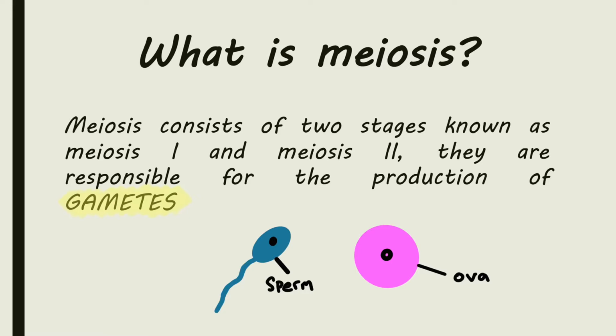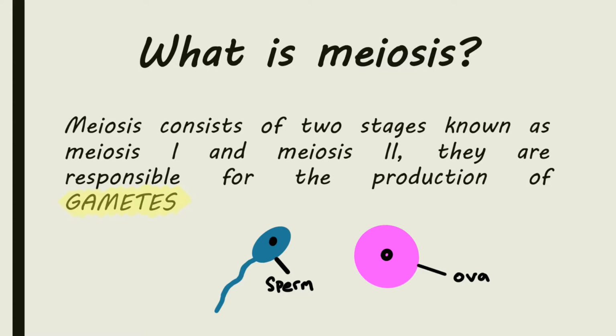Gametes are known as mature haploid, male or female germ cells which are able to unite with one another of the opposite sex in sexual reproduction in order to form a zygote. To further add on to the definition of meiosis, it is known as the process of cell division in which gametes are made.